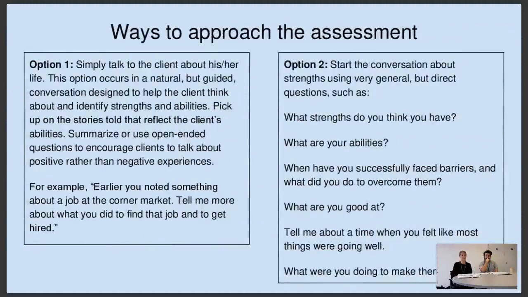So there are ways to approach an assessment, and we picked two options here. Option one: simply talk to the client about his or her life. This option occurs in a natural but guided conversation designed to help the person think about and identify their strengths and abilities. Pick up on the stories they tell you that reflect the person's abilities. It could be stories about what's important to them, their social hobbies, what leisure activities they like, what they enjoy doing in the home, their education, all of those sorts of things. So pick up on the stories that they tell you and draw on them.